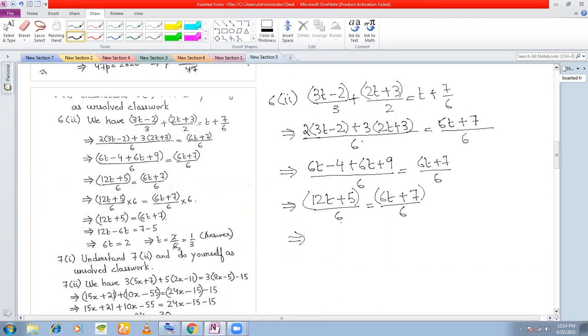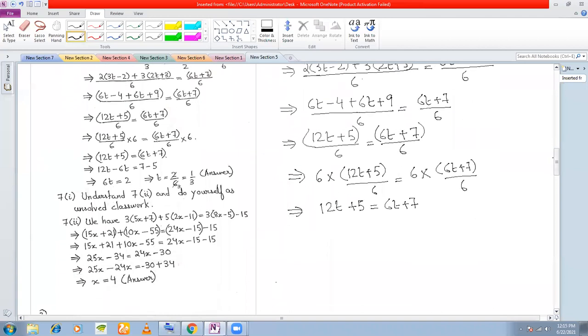Now in order to remove this 6, you can multiply both sides by 6. So 6 into 12t plus 5 divided by 6 is equal to 6 into 6t plus 7 divided by 6. So that in the next step, you'll simply get 12t plus 5 is equal to 6t plus 7, right? So you have removed all the fractions.